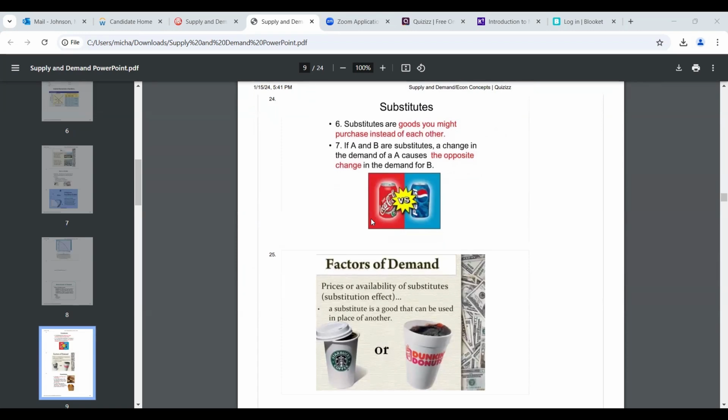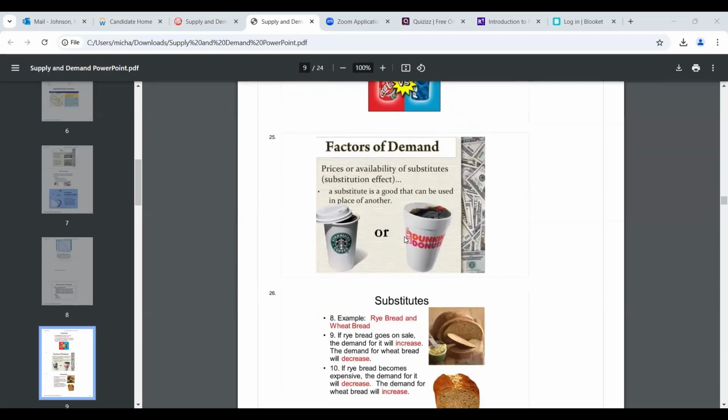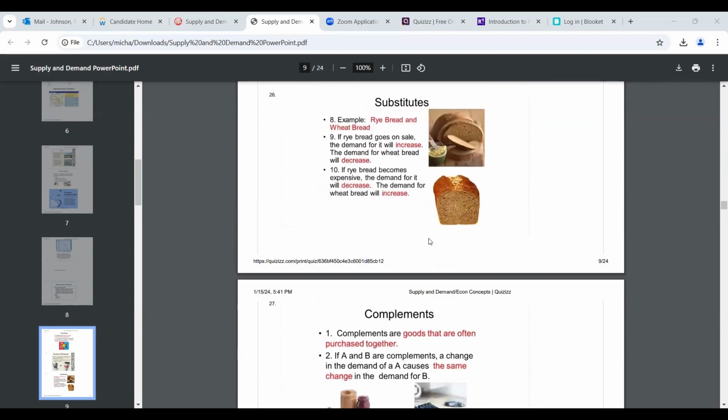Substitutes are goods you might purchase instead of each other. If A and B are substitutes, a change in the demand of A causes the opposite change in the demand for B. So Coca-Cola, Pepsi. Factors of demand, price or availability of substitutes, substitution effects. A substitute is a good that can be used in place of another. Starbucks coffee or Dunkin' Donuts. So if the price of Starbucks goes up, the quantity demanded for Dunkin' Donuts will go up because people will shift to the cheaper product in relative terms.